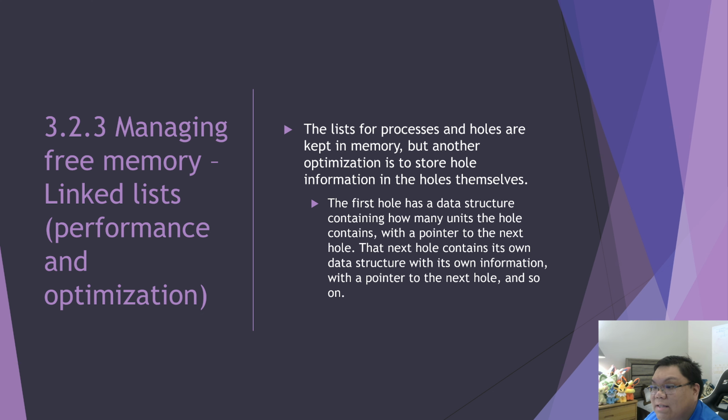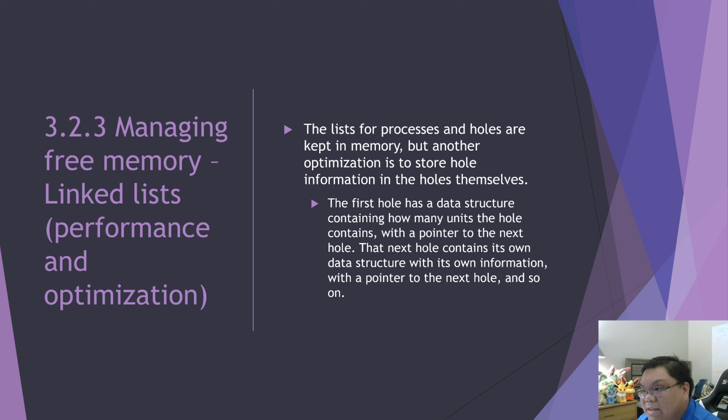The lists for processes and holes are kept in memory, but since the holes are there doing nothing, we can just put the hole information in the hole itself. So instead of allocating memory needed to store information about our holes, it goes in the hole. We put the information regarding a hole in the hole itself, saving up space, because memory space is precious. We need as much space available to accommodate as many processes as we can.